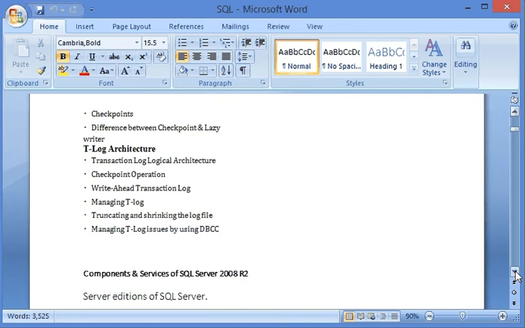DBCC is a type of command wherein, using DBCC, we will be managing T-log issues and all this. In this basic module 1, I'll be covering all these topics one by one in the future sessions.